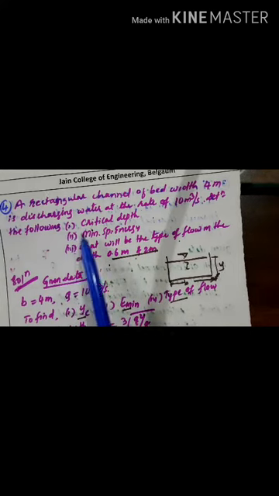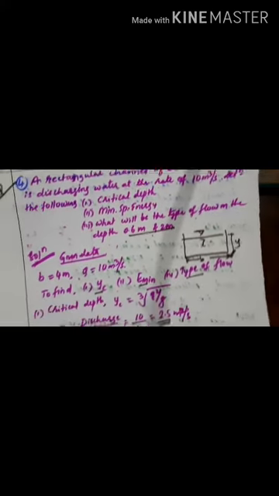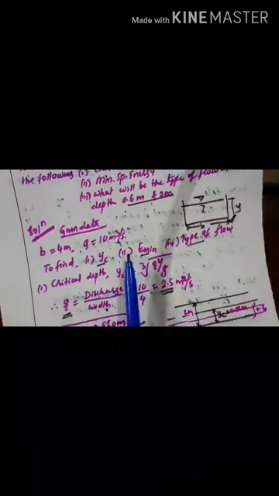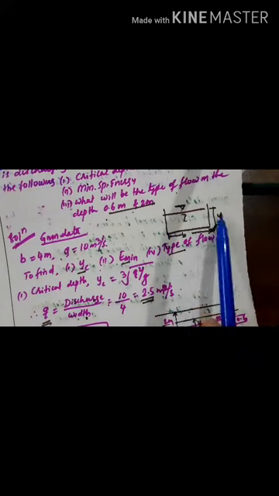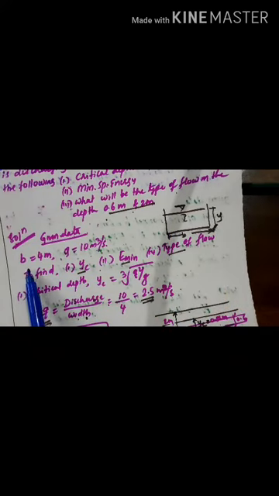So what is given here? What needs to be found? Critical depth, minimum specific energy, and what will be the type of flow in the depth of 0.6 meter and 2 meter. This is the problem asked here. First you write the given data. What are the data given? The channel section is given as a rectangular channel section. The data given here are the width of the channel and the discharge.